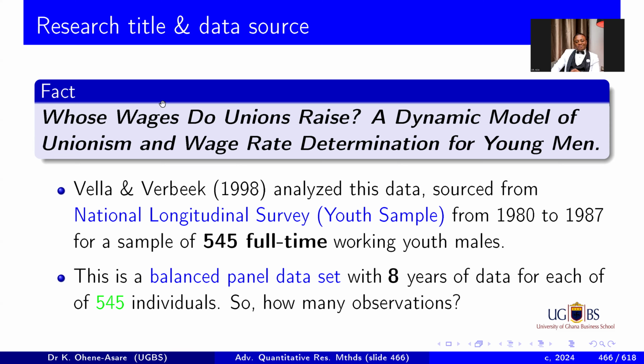How many observations? Oh, this one you should be able to tell. 545 samples. How many observations? It's 4,360. How did you get it? You multiply it by 545. Exactly.